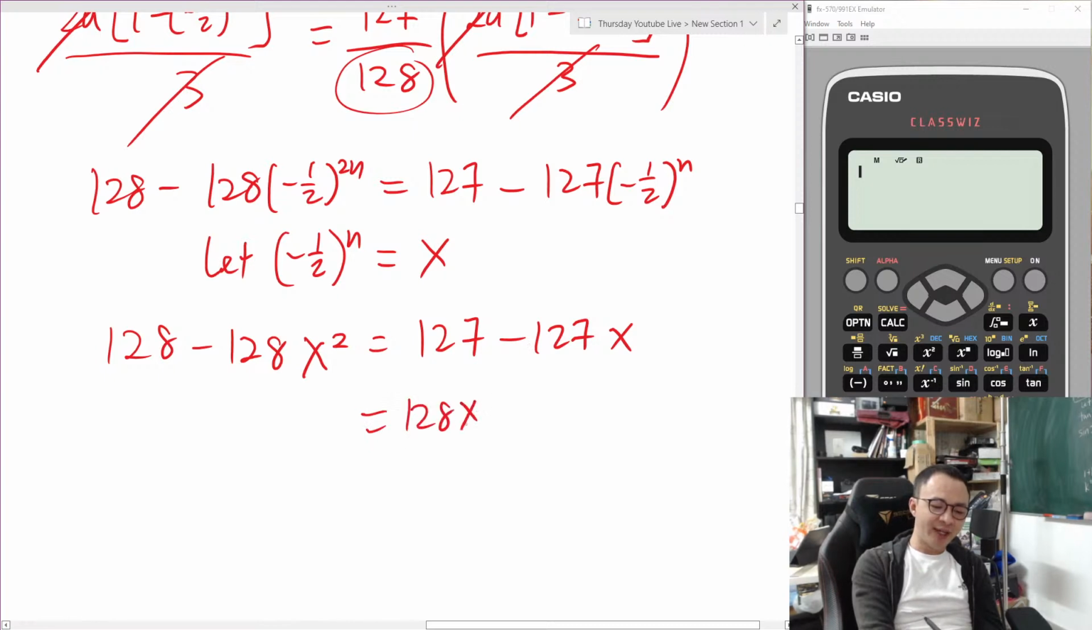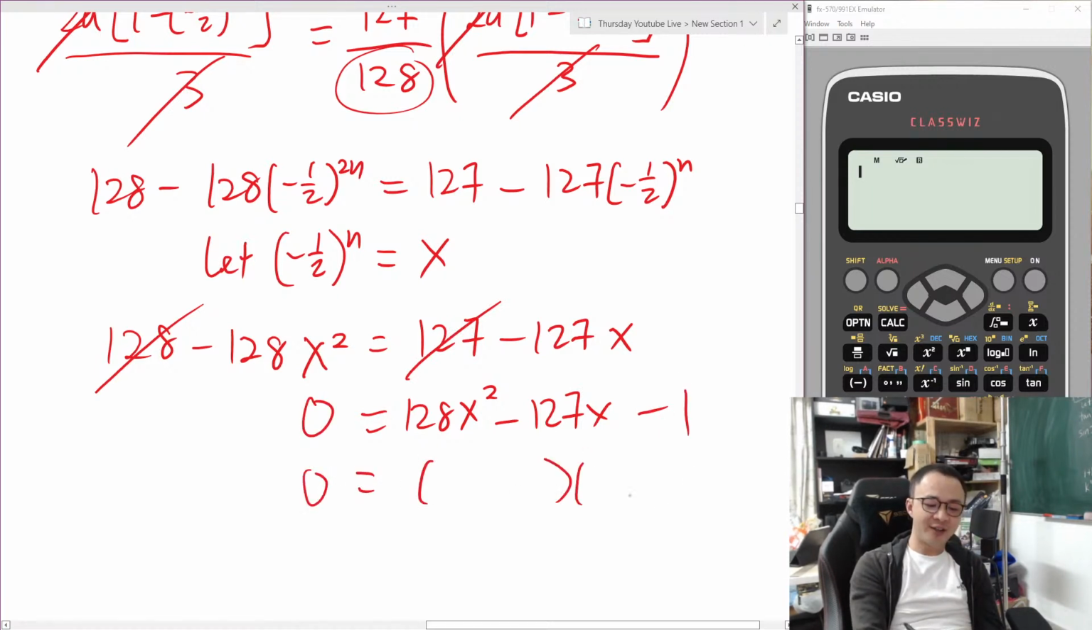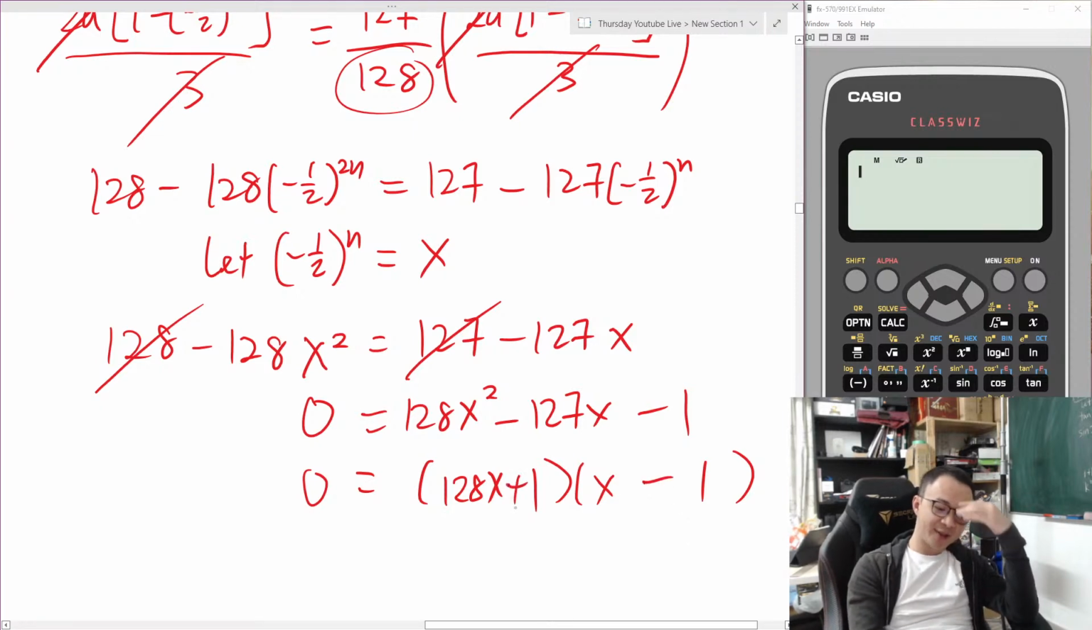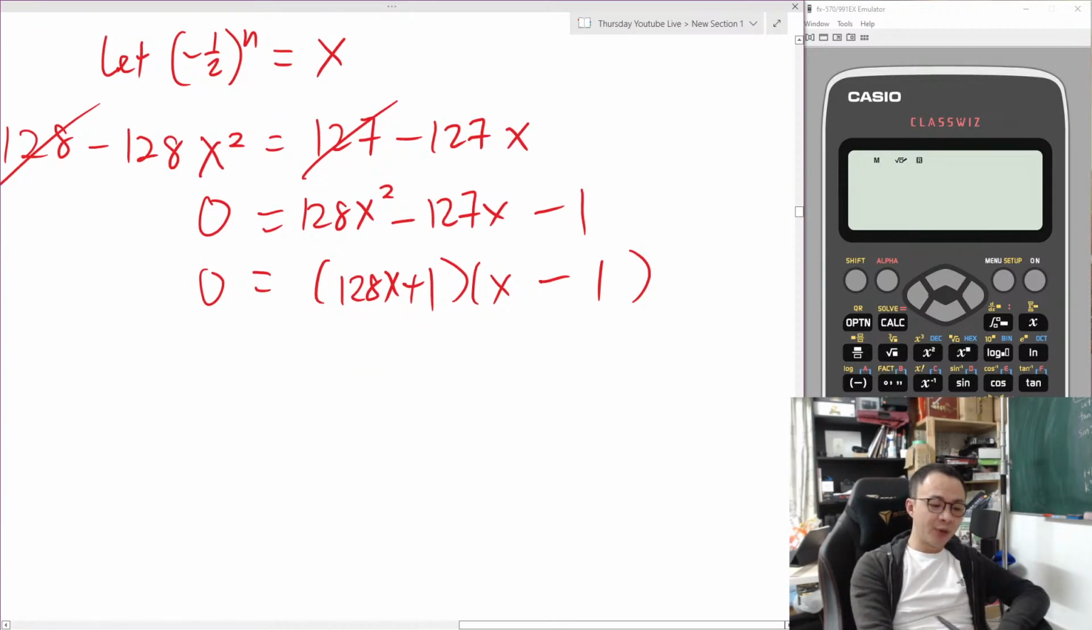Alright, then I will just solve this quadratic. This is 128x squared minus 127x, this one and this one is simplified, minus 1 equals to 0. Then I'll factorize it. 128x, this is x, this is 1, this is 1, and this one must be minus and plus. Alright, so x equals negative 1 over 128, or x equals 1.